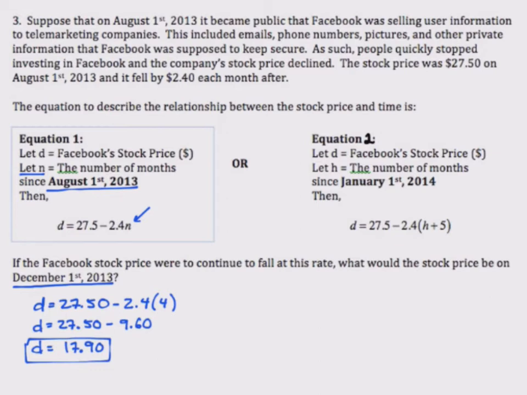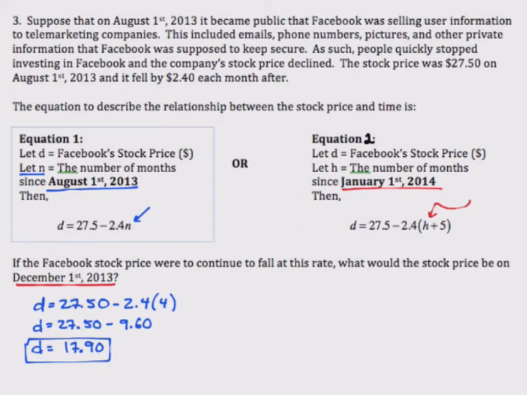What about using the second equation? So now our variable H represents the number of months since January 1st, 2014. So now we've got to figure out, for December 1st, 2013, how many months since January 1st, 2014 is that? Well, what's kind of weird here is December 1st, 2013 is 1 month before January 1st, 2014. So we might say it's negative 1 month after. Since it's 1 month before, we'd say it's negative 1 month after. So what we're going to do is substitute a negative 1 in for this variable right here, which represents the number of months since January 1st.